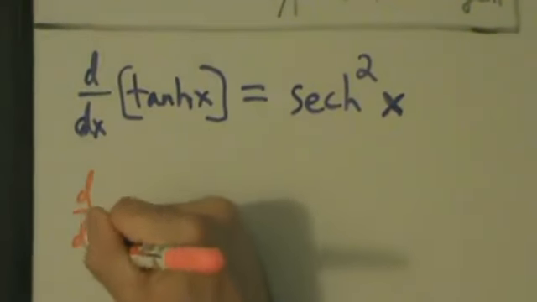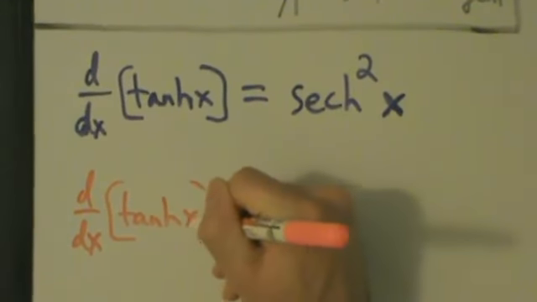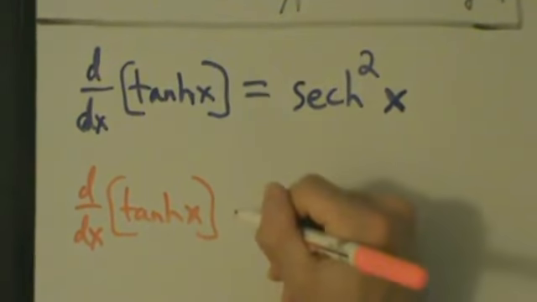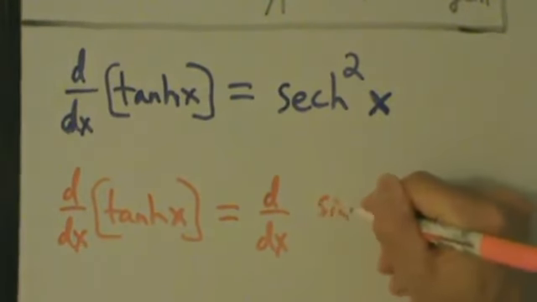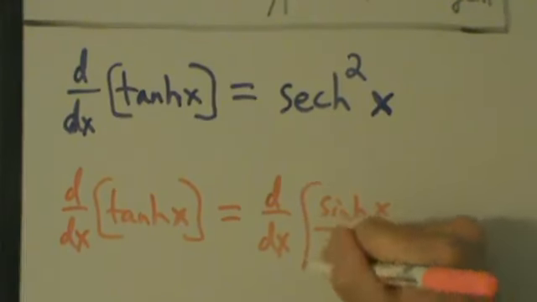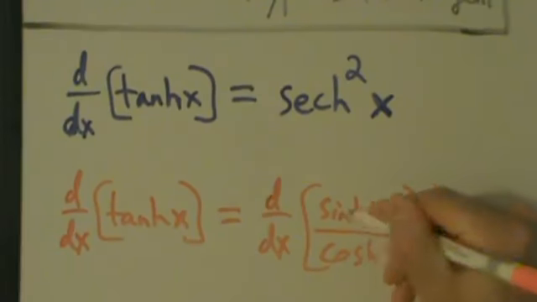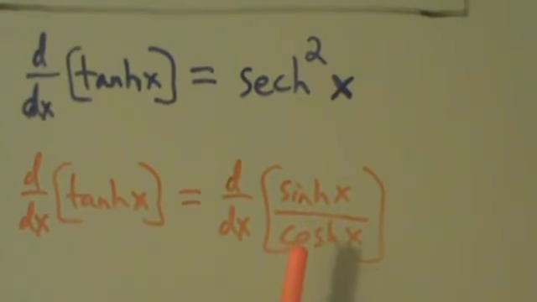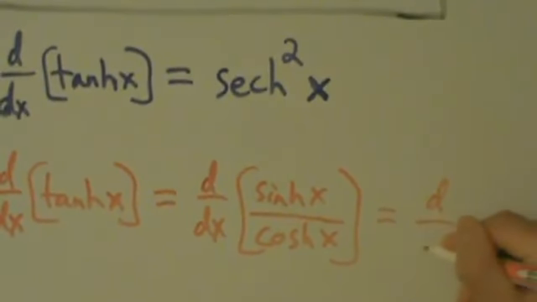So d/dx of tanh of x. Hyperbolic tangent of x is defined to be the hyperbolic sine of x divided by the hyperbolic cosine of x, which is good because that means it's analogous to the circular trig functions sine, cosine and tangent. Now we could proceed like this, or we could do it in terms of the exponentials, e to the x and e to the negative x. So we could do it like this.